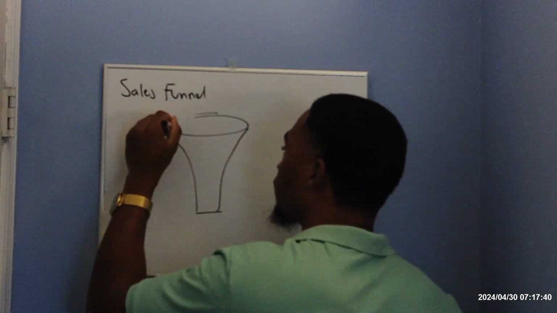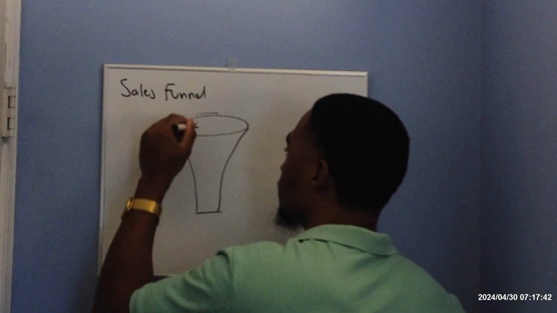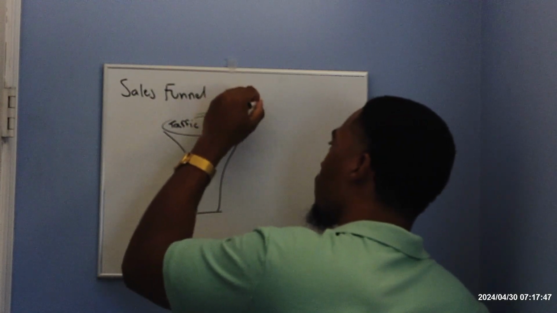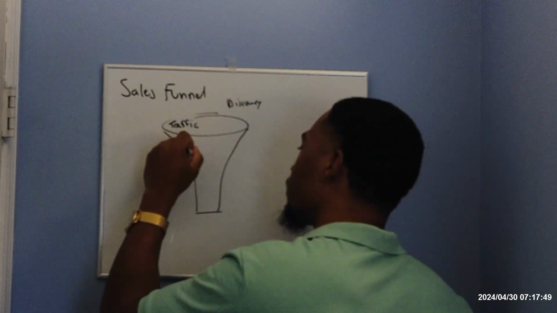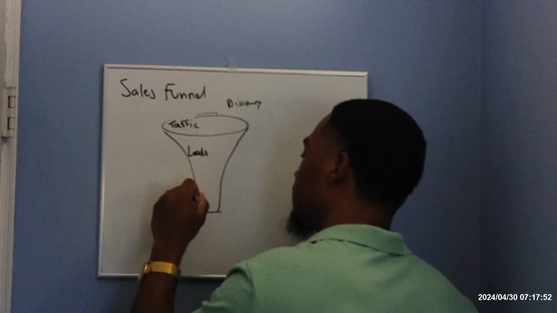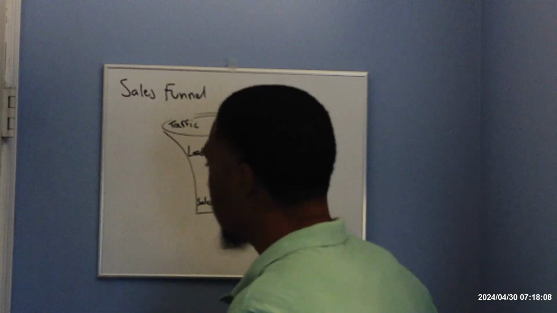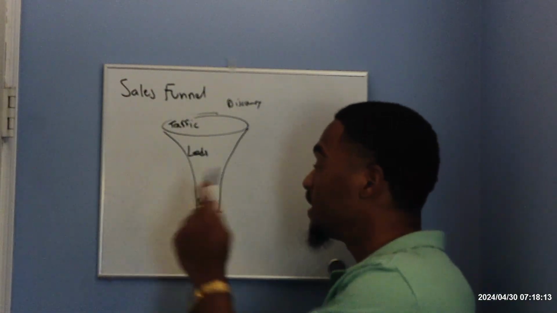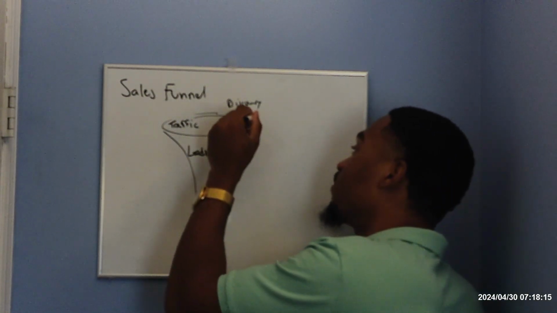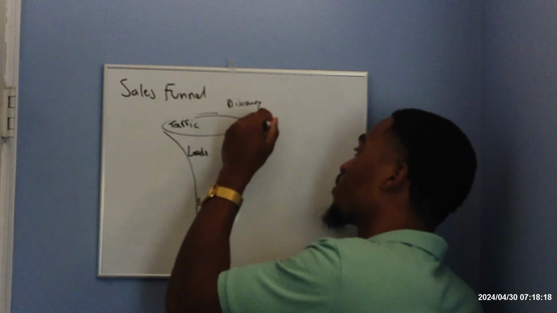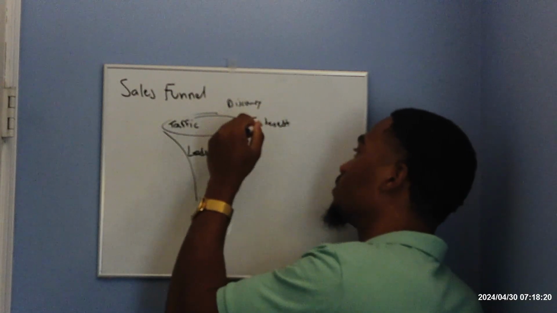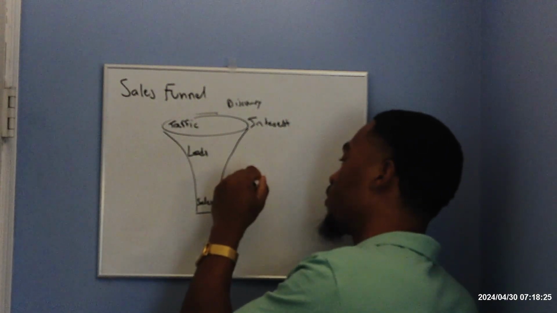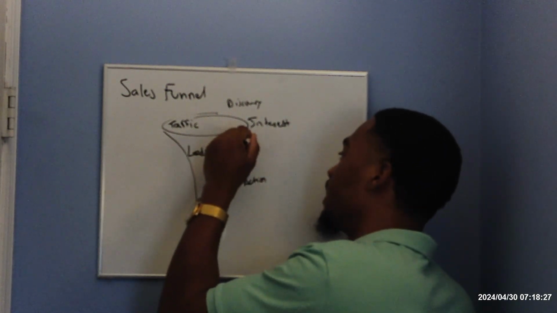First is traffic, so traffic and discovery. Second is leads. And next is sales. It's a very simple process between traffic, leads, and sales. We have discovery, interest, and action. Interest, engagement, and action.